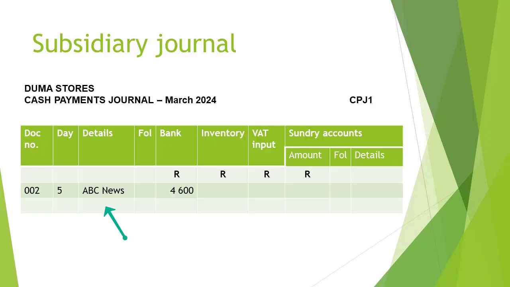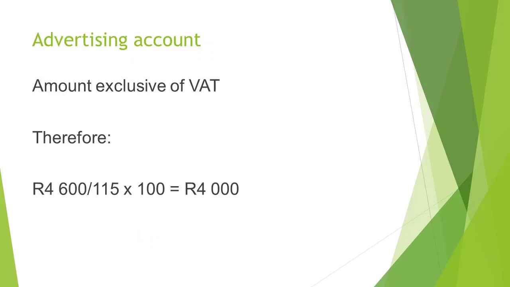The transaction occurred between Duma and ABC News, therefore in the details column we now record the name of the party we did business with. Therefore, we will write ABC News. In the bank column, we will write the VAT inclusive amount of R4,600.